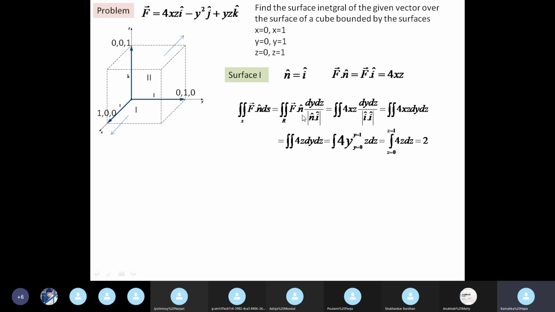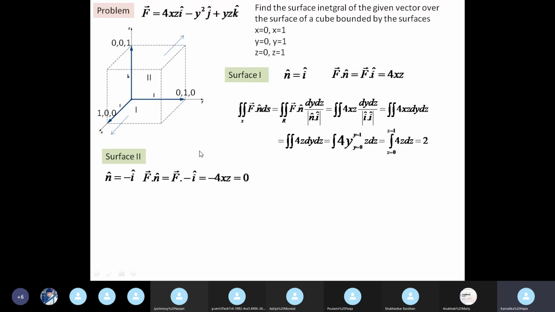Okay. Now for the second surface, the back surface, this is the direction of the normal. Outward normal we'll take, because that side is the positive side, so we have to take the outward normal. So for surface 2, n cap is minus i cap. So f dot n cap is f dot minus i cap equal to minus 4xz.